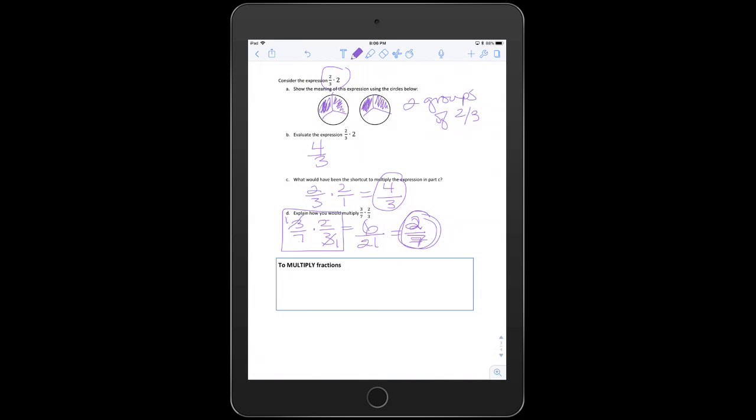So remember then, the rule to multiply fractions is to multiply the numerators, so straight across the top, and then multiply the denominators, so straight across the bottom. And also remember that you can cancel and should cancel common factors.